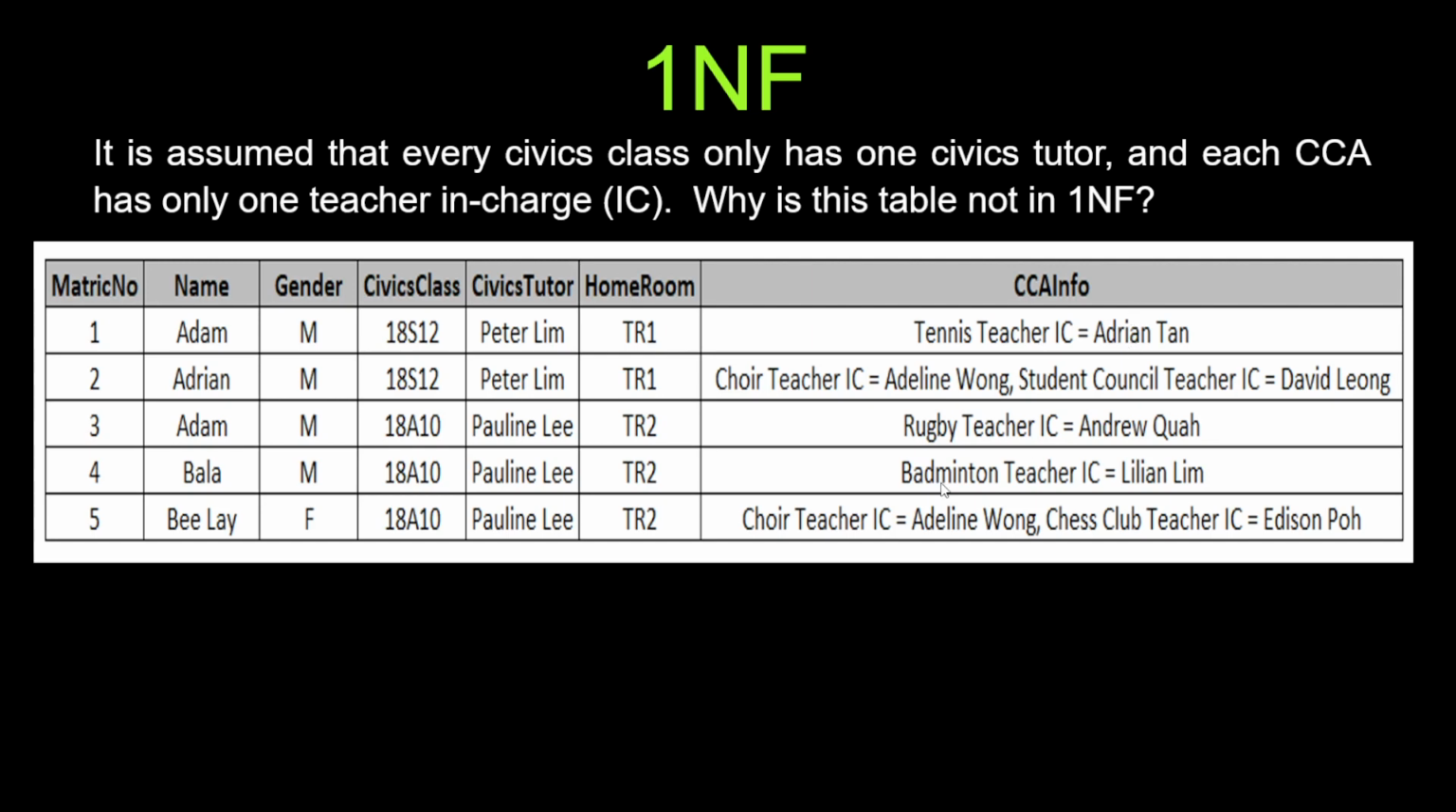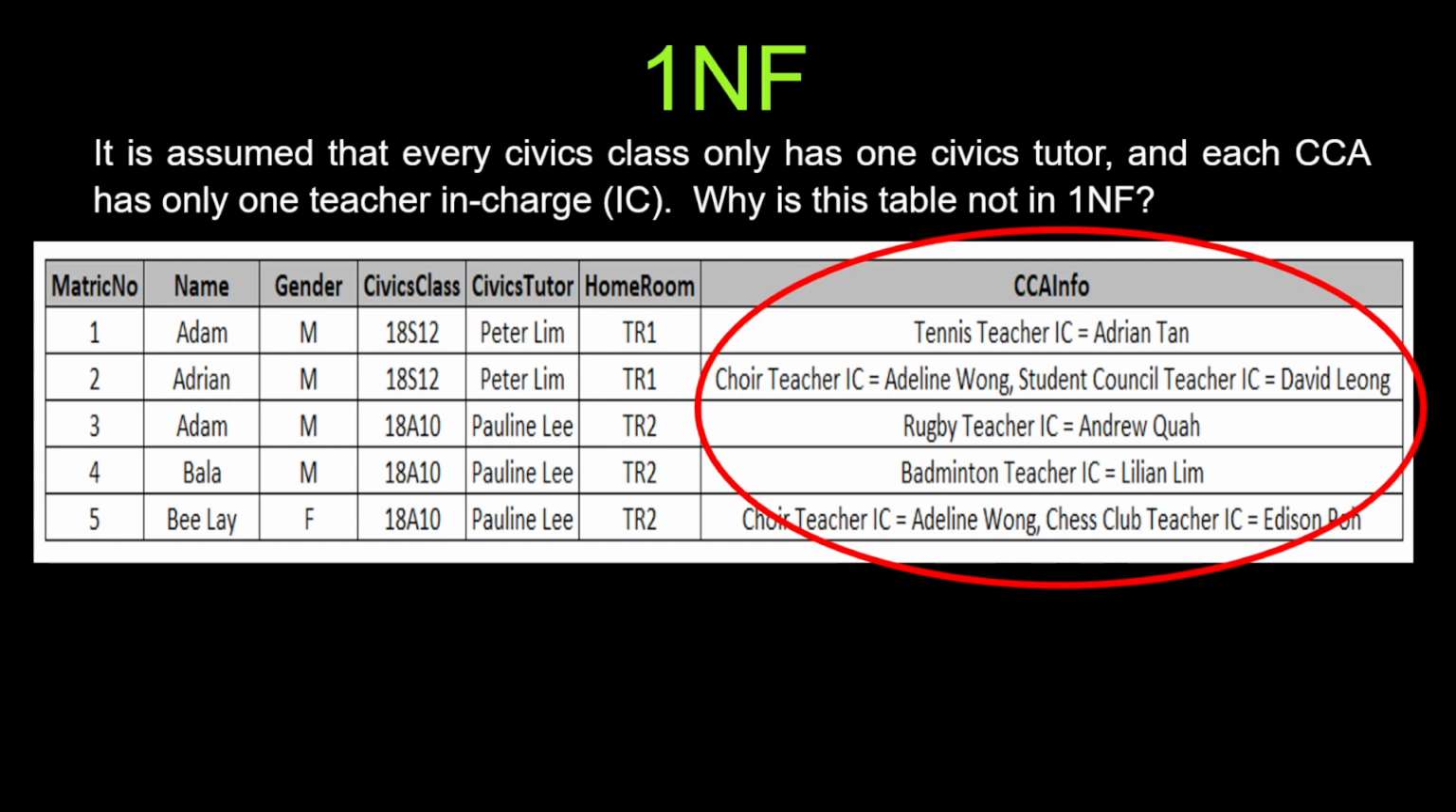Right now you have things like this one over here. If you look carefully, you have this student, he's in tennis club. Then there's also the name of the teacher there. Then the second student, Adrian, he's in choir, so there's also one teacher in charge, and he's also in the student council. So there are actually 4 bits of information inside here: choir CCA, choir teacher IC, student council CCA, student council IC. You have the same thing with Adam, in choir and also chess club at the bottom here. So this is not 1NF.